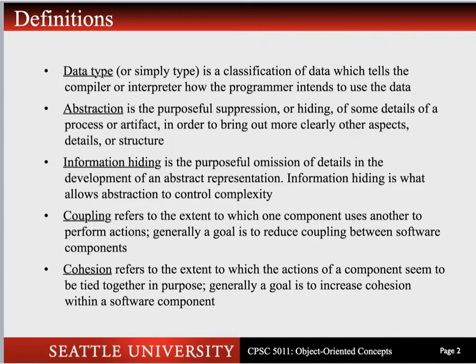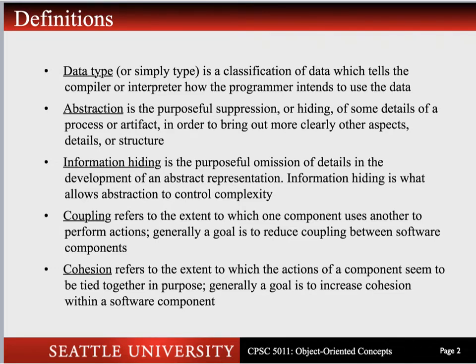or simply type, which is a classification of data which tells a compiler or interpreter how the programmer intends to use the data. Abstraction is the purposeful suppression or hiding of some details of a process or artifact in order to bring out more clearly other aspects, details, or structure. Information hiding is the purposeful omission of details in the development of an abstract representation. Information hiding is what allows abstraction to control complexity.